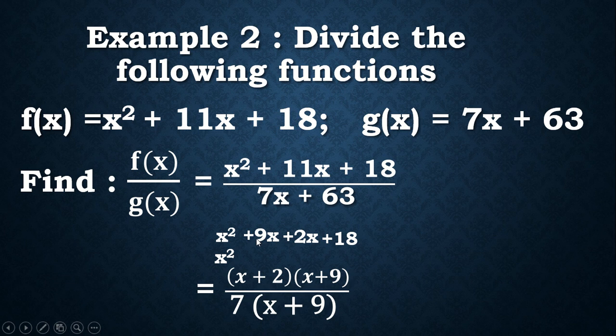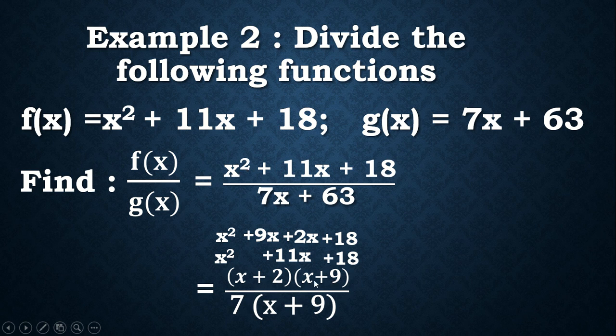And then we have like terms here. Why like terms? Because we have the same variable and the same exponent of 1. 9 plus 2 is plus 11x. And then we combine it with variable x, and then bring down 18. And then we come up with the same f of x.